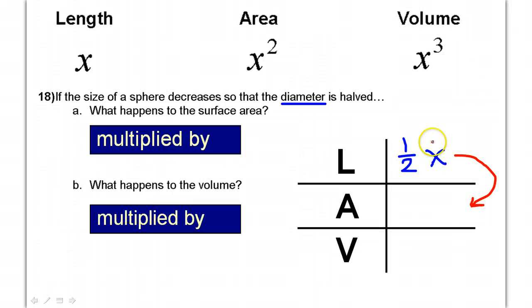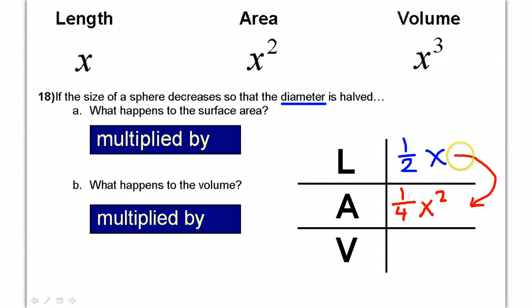Okay, so if I have the length to get the area, I'm going to square it. All right, that's why area is always x squared. That's a hint to you, okay? Now, what do I get when I square 1/2? 1/4. 1/2 times 1/2 is 1/4. So for area, I'm going to put 1/4 x squared.